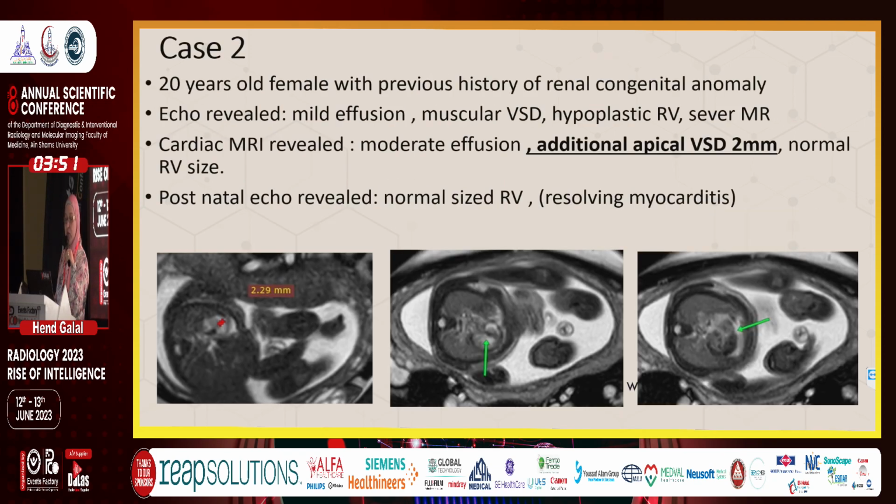The second case was a 20-year-old female with a previous history of renal congenital anomaly in a previous baby. Echo revealed a mild effusion, muscular VSD, and hypoplastic right ventricle with severe mitral regurgitation. Cardiac MRI showed moderate effusion. The MRI could detect an additional apical VSD with 2 millimeter diameter and normal right ventricular size. Postnatal echo revealed normal size right ventricle, and this case was diagnosed as resolving myocarditis.